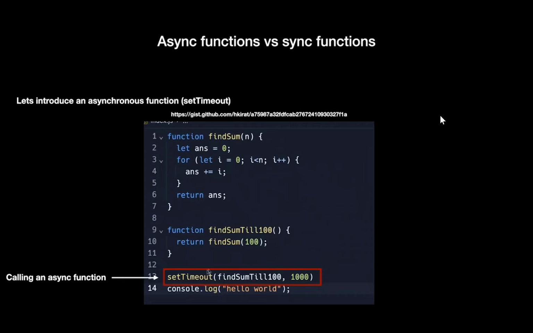The question is, Harkirat, how is this an asynchronous function? What makes this an asynchronous function? Great question. This is an asynchronous function because when the JavaScript thread reaches here, then reaches here, then reaches here, it does not wait here for 1 second.